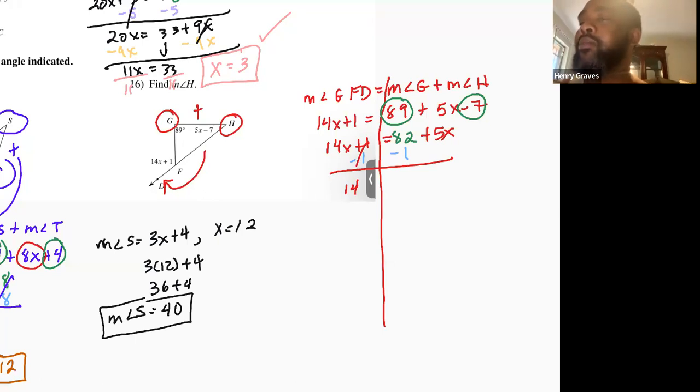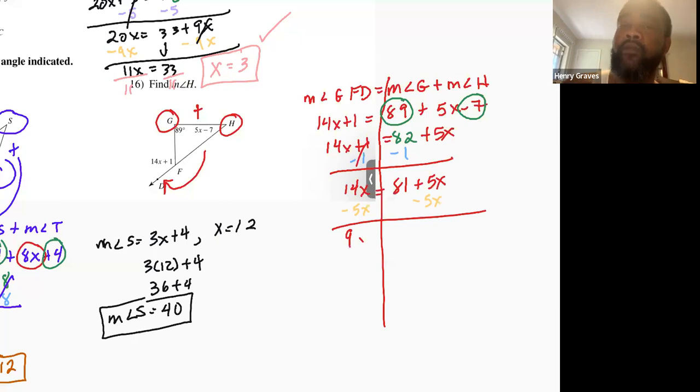Now I'm going to go ahead and subtract 5x on both sides. So 14x minus 5x is actually going to be 9x. Bring it down to 81, right? And then the very last thing I just have to do is divide both sides by 9. So x equals 9, because 81 divided by 9 is 9.